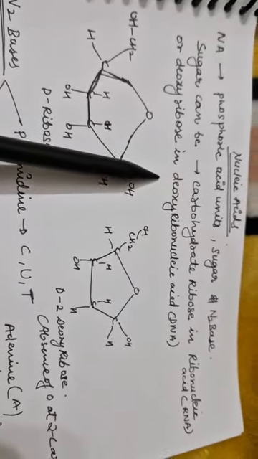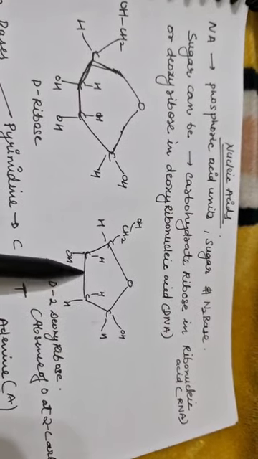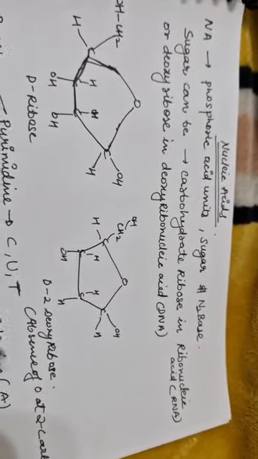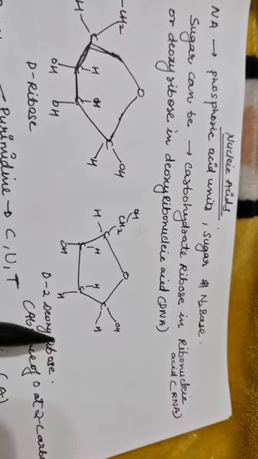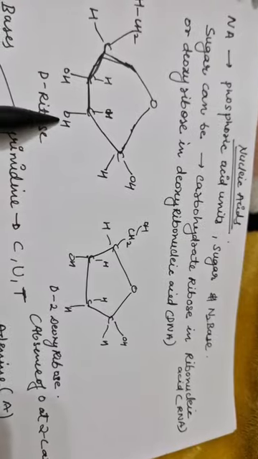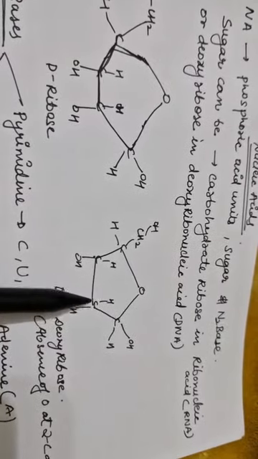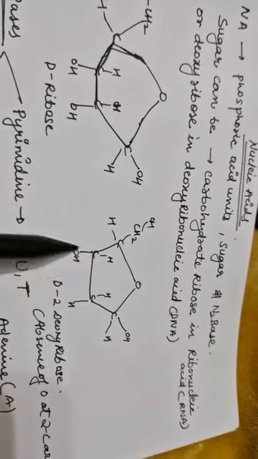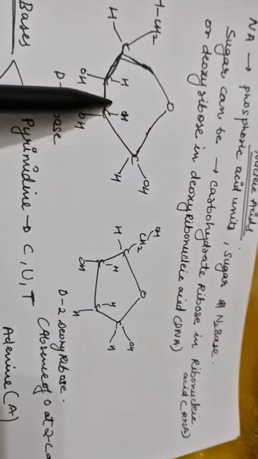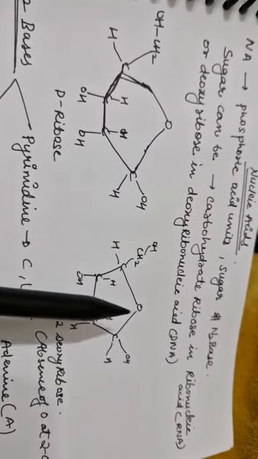Deoxy means the oxygen is not present in the DNA. We know that in deoxyribose this oxygen is not present, whereas here we can see that this oxygen is present at the second carbon of the ribose sugar, and here there is no oxygen. So it is inert and non-reactive, and this ribose sugar is reactive. It is mostly present in the RNA, and this is mostly present in the DNA. So, phosphoric acid unit, sugar and base.